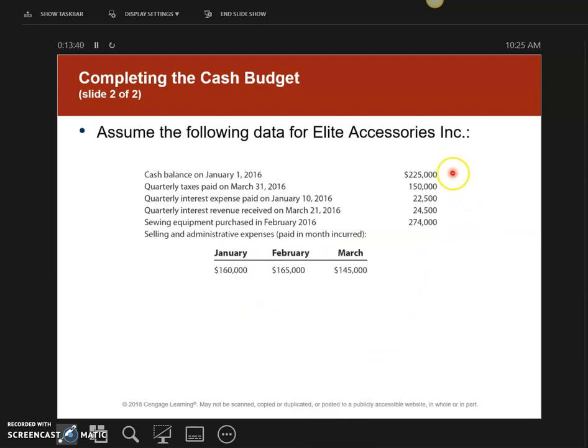Here's how much money I have at the beginning of the month. Here's my quarterly taxes that have to be paid at the end of March. Here's my interest expense that has to be paid in January. Here's interest revenue that I'm getting in March, so I'll be adding that. And I plan on buying a big piece of equipment in February. And here are my selling and admin expenses. So with this information, we're going to look at the cash budget.